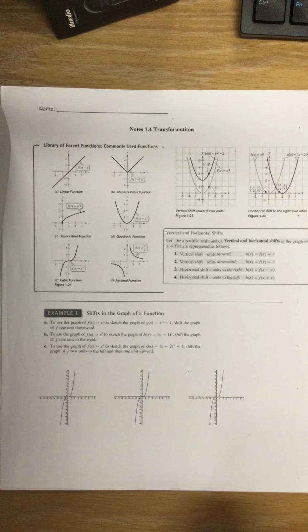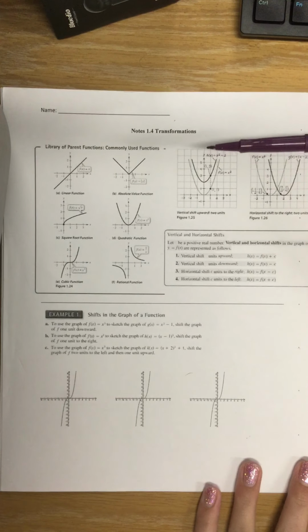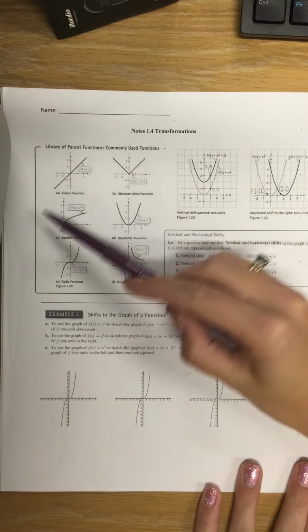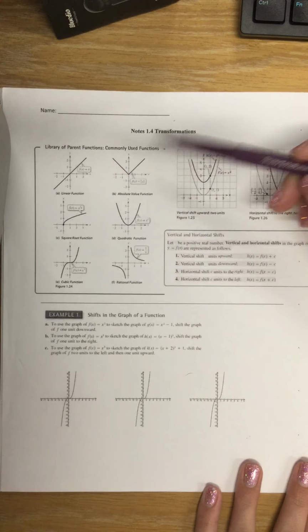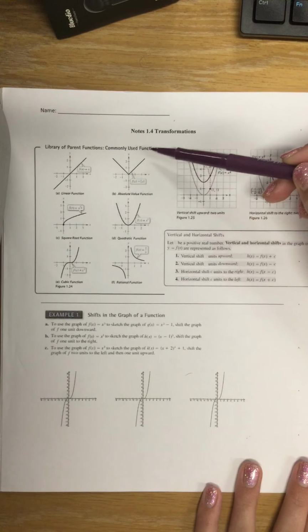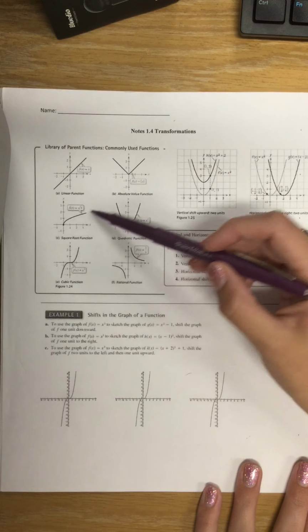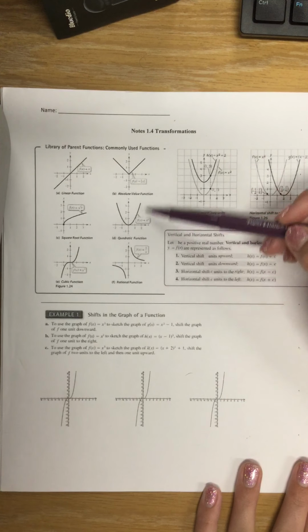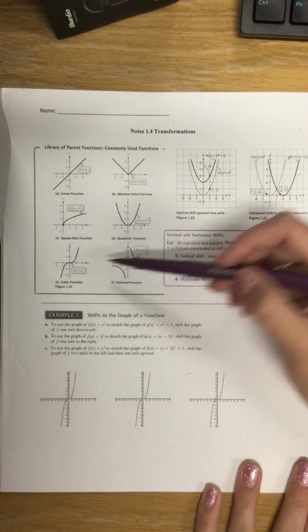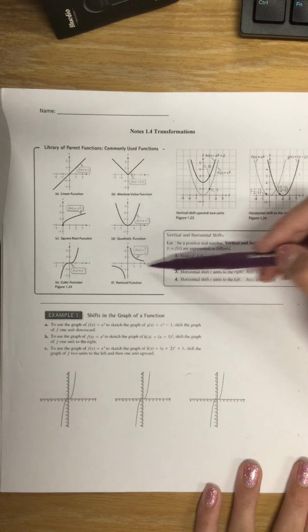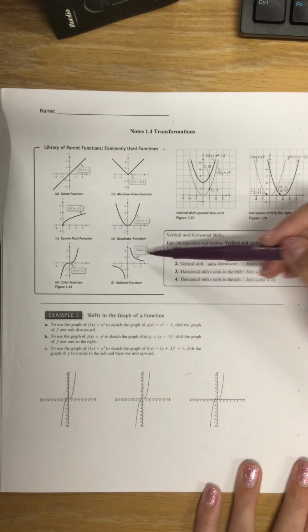Welcome to Notes 1.4, Transformations. We are looking at a library of parent functions, just to remind yourself: linear functions, no exponent other than 1 just for x. We've got a line. Absolute value functions give us this V. Square root functions, quadratic functions, cubic functions to the third power, and we also have our rational functions here.